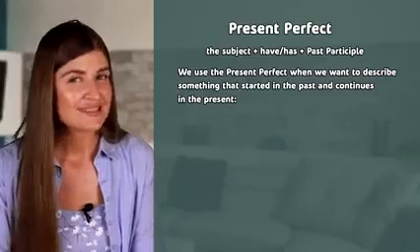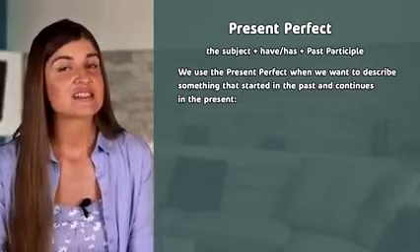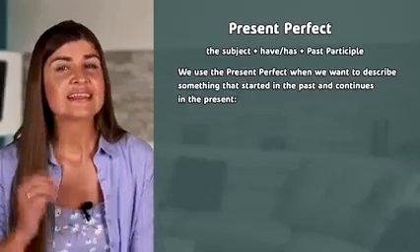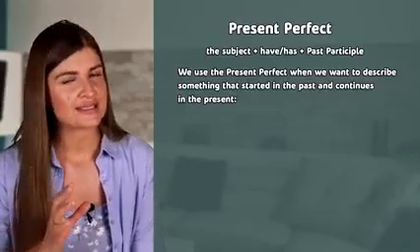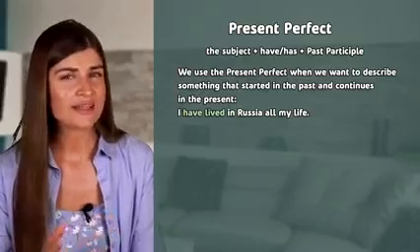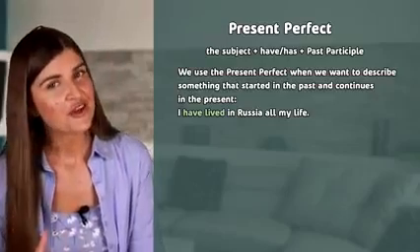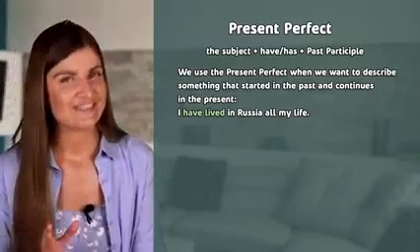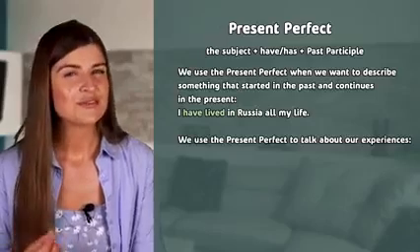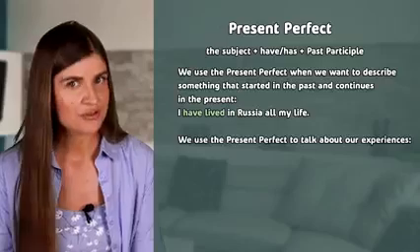We use the present perfect when we want to describe something that started in the past and continues in the present. For example, I have lived in Russia all my life. I was born there, I lived there a year ago, and I'm still living there. We also use the present perfect to talk about our experiences.